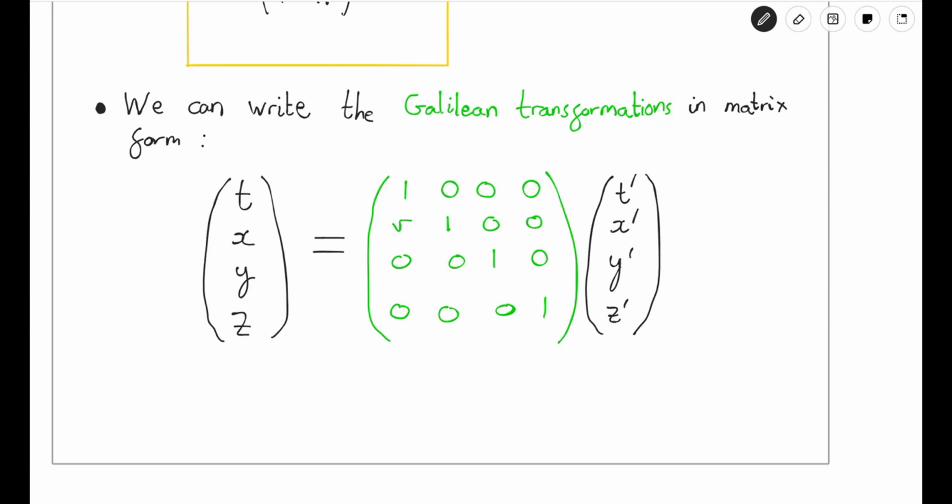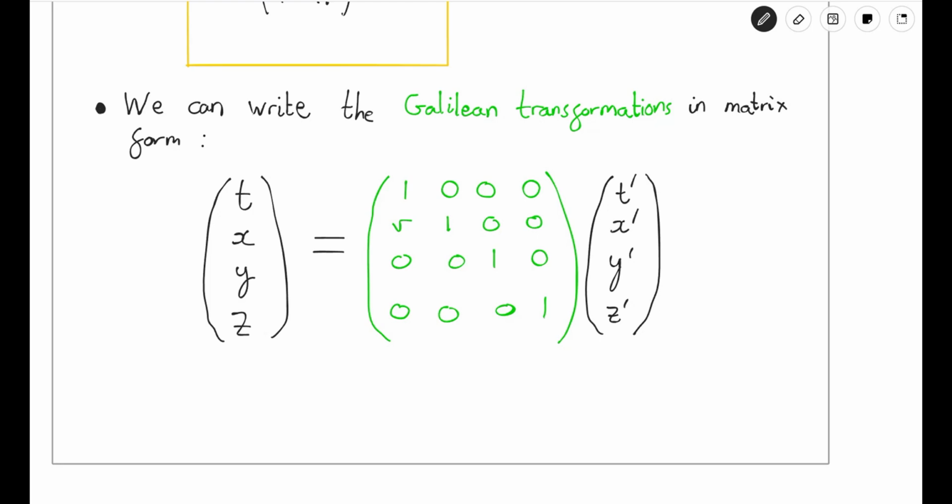You can see that if you were to multiply these two matrices together, you'd end up with the Galilean transformations that we saw earlier. T equals T prime, X is equal to X prime plus VT prime, Y is equal to Y prime, and Z is equal to Z prime.